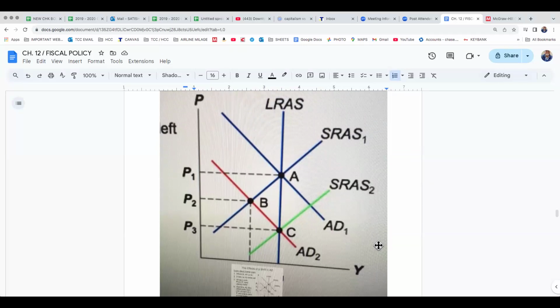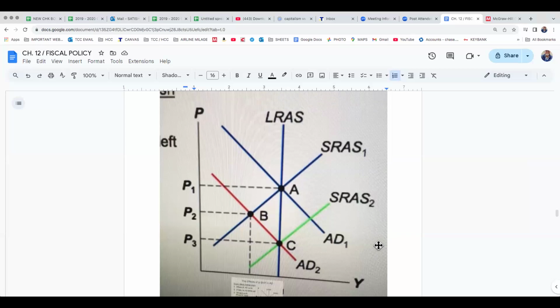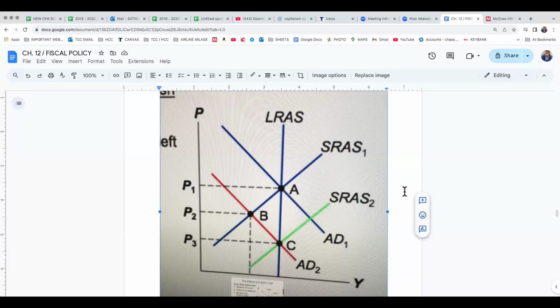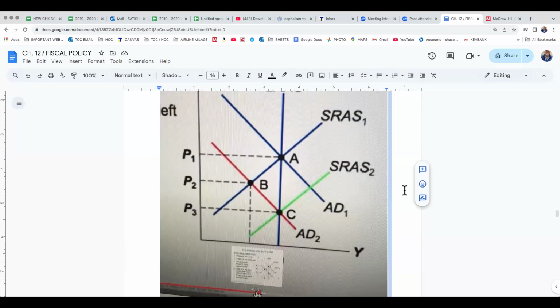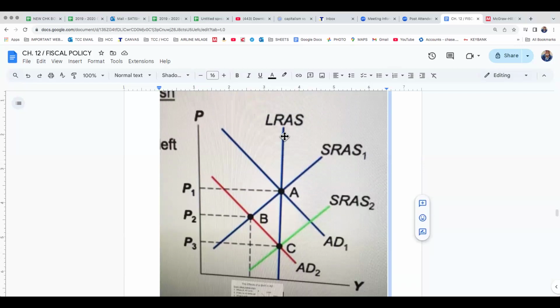So here's a graph to show you how the Keynesian model works. So here's a long-run aggregate supply curve, which is what the classical school believes. There's only one long-run curve. But Keynes believes that there's a long-run aggregate supply curve and there's a short-run aggregate supply curve.